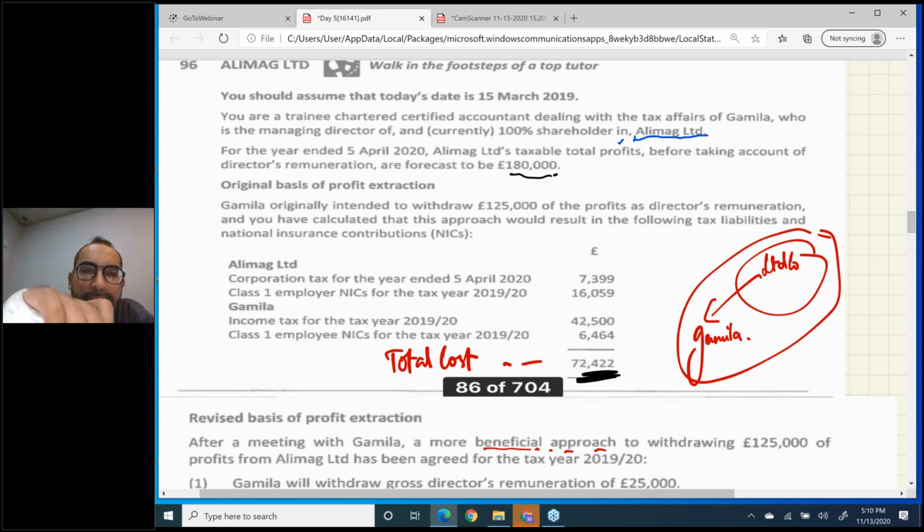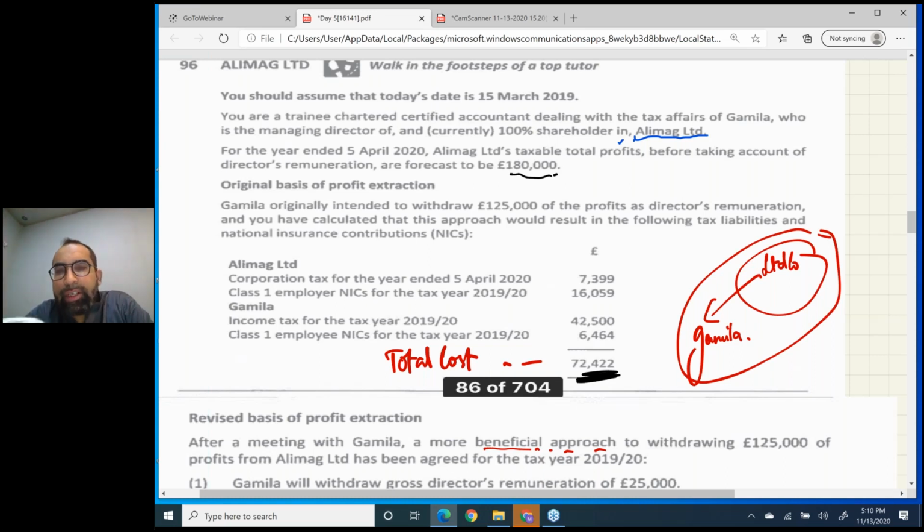For the year ended 5th April 2020, year ended 5th April means it started on 6th April 2019. That means the accounting period and fiscal year are exactly aligned.